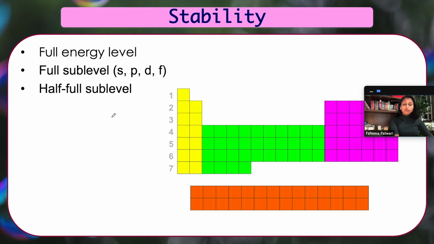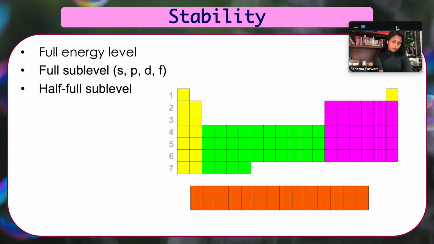Right, so in atoms, full energy levels are particularly stable, right? If s has 2 electrons in it, it's happy. p likes to have 6 in it. d likes to have 10. f likes to have 14. If they have that, they don't want to change. They don't want to gain electrons. They don't want to lose electrons.